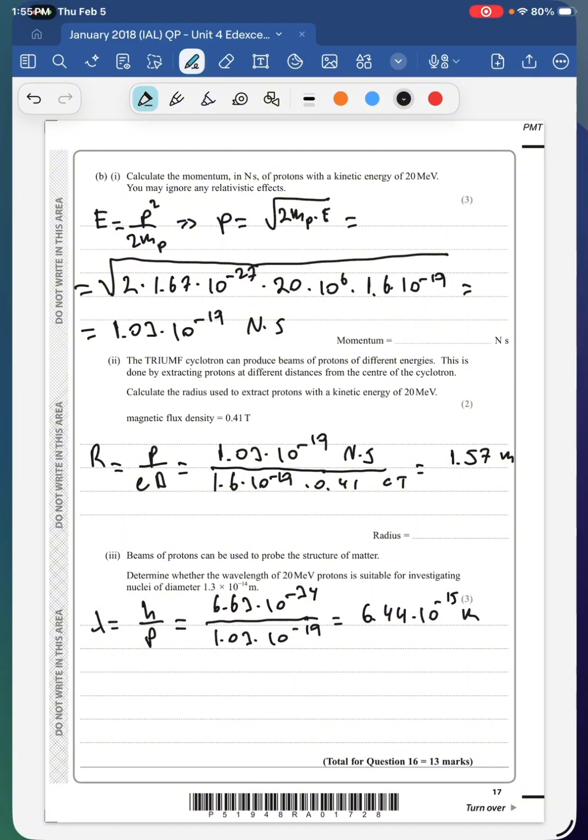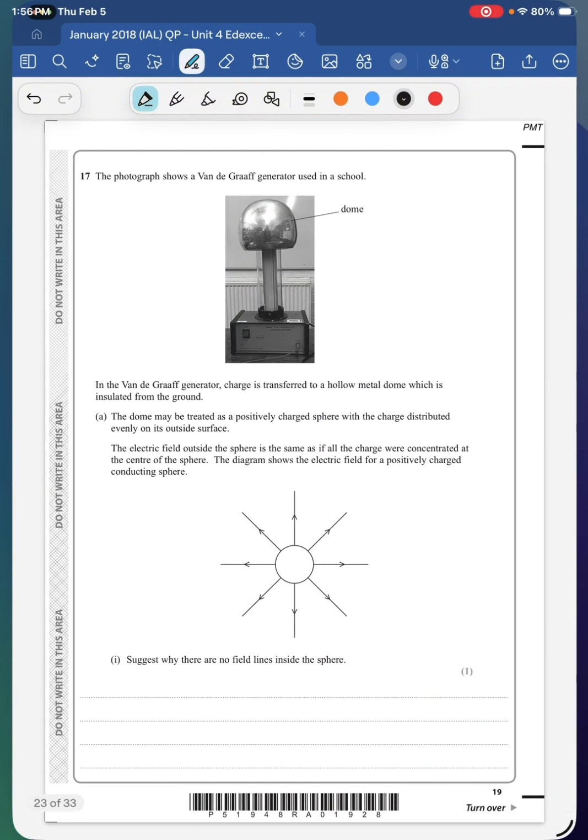Okay. Now the diameter is 1.3 times 10 to the negative 14 meters. Therefore, the radius of this nucleus is the diameter over 2, which is equal to 6.5 times 10 to the negative 15 meters, which matches the de Broglie wavelength of these protons. So the answer is yes. These protons are suitable to be used to probe nuclei of diameter 1.3 times 10 to the negative 14 meters. Moving on, question 17.